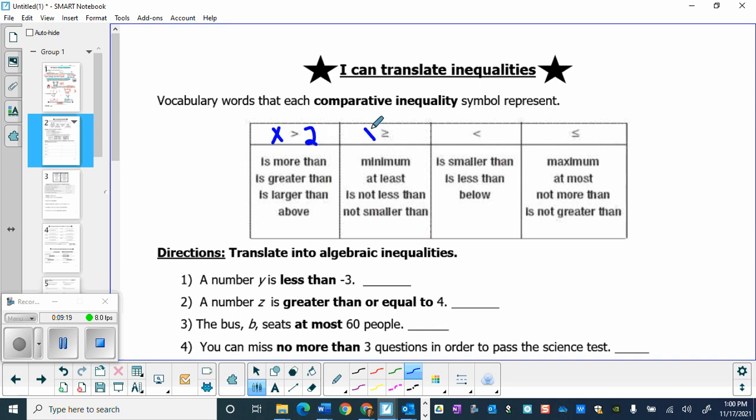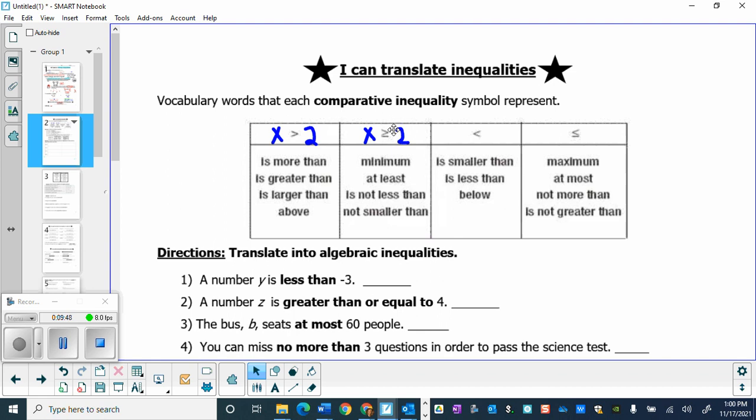All right, let's do it with this one. If we say x has a minimum of 2, that means it could be everything that's 2 or bigger. If x is at least 2, it could be 2 or more. If x is not less than 2, it's 2 or greater. And if x is not smaller than 2, this is how it looks.